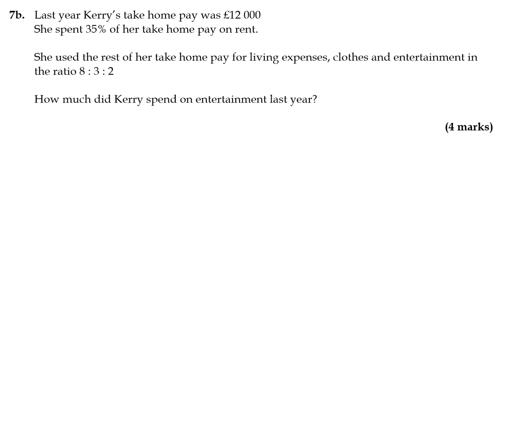Okay, so last year Kerry took home, after paying all her taxes, £12,000. She spent 35% of this on rent, and the rest was split between living expenses, clothes and entertainment, split in this ratio. So first of all, let's find out how much she spent on rent. So the rent is 35% of 12,000.